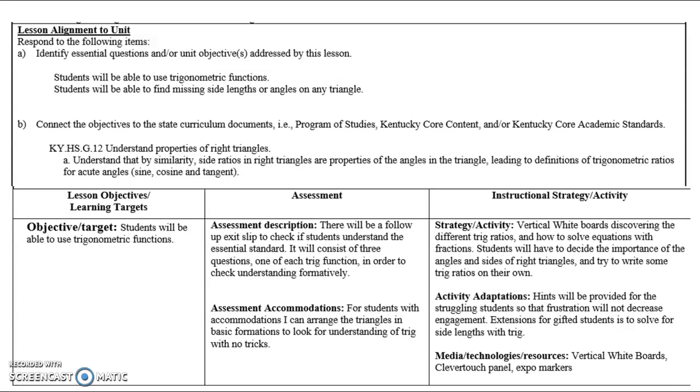The learning targets that I had pulled were that students will be able to use trigonometric functions and find missing side lengths or angles on any triangle. We're going to deep dive into specifically the using the trig functions learning target. We're going to use vertical whiteboards to discover trig ratios, and we are also going to solve equations using fractions, getting them set up in order to solve sides and angles.